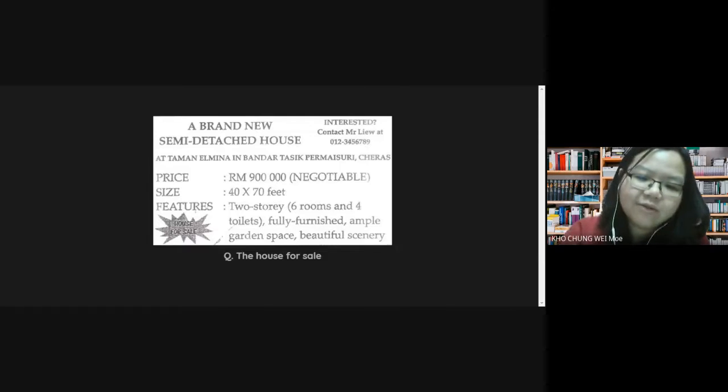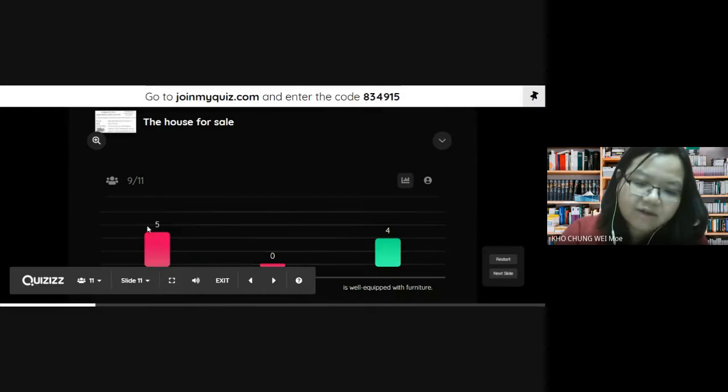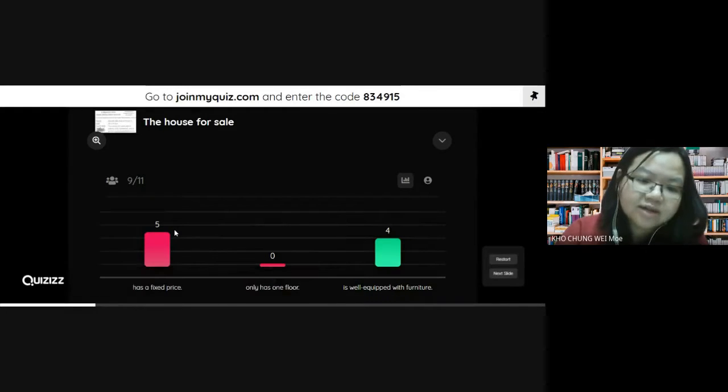So you are able to change the price if you can bargain. You can basically bargain with the owner. Therefore the price is not fixed at 900,000 because of the word negotiable. At the back of it, it means that you can bargain the price. So the first answer option is wrong. The house for sale does not have a fixed price. The price can be negotiated.